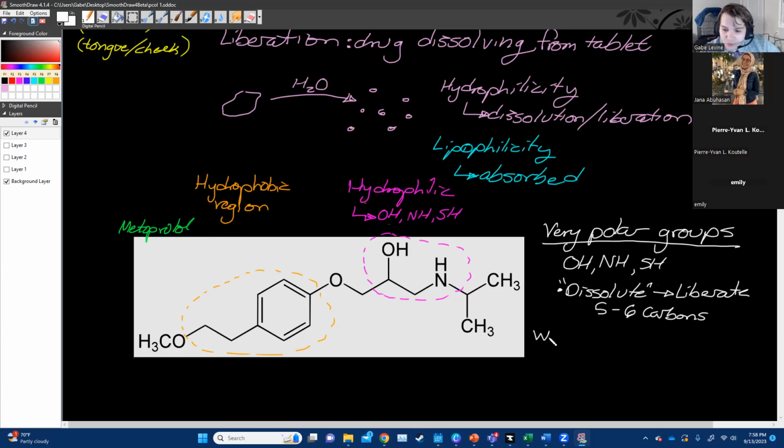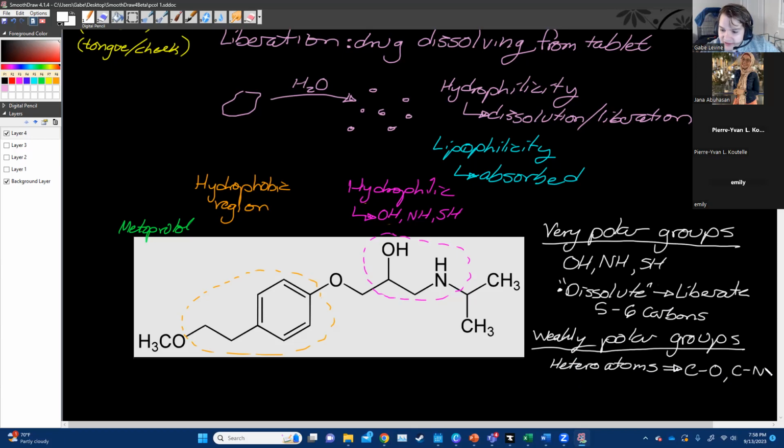We also have weakly polar groups. And these are all ones that are heteroatoms. So in other words, these are bonds where we have CO, CN, or CS bonds. And each one of these is able to dissolute 2 to 3 carbons.